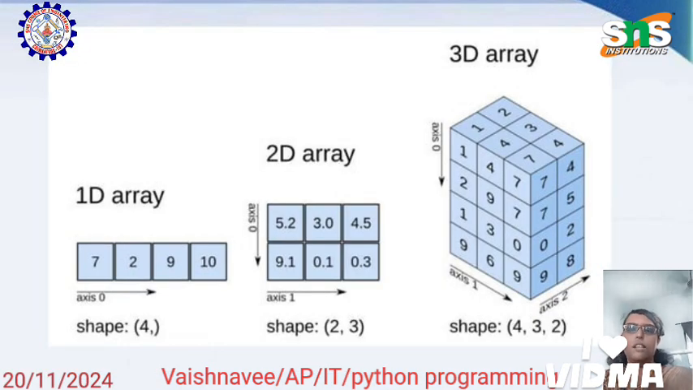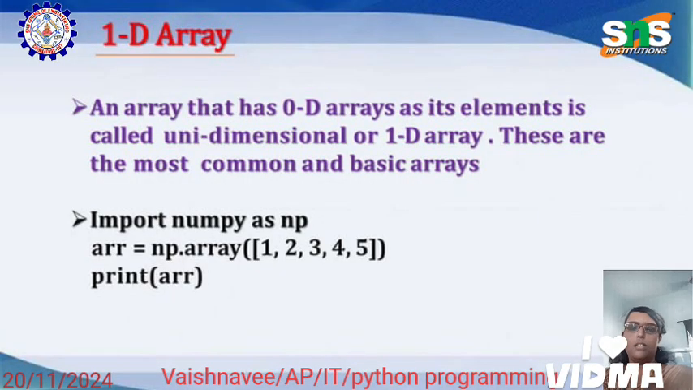When you see the image here, it showcases a one-dimensional array, a two-dimensional array and a three-dimensional array. Here the axis is one for a one-dimensional array. An array that has zero-dimensional arrays as its elements is called a uni-dimensional or one-dimensional array. These are the most common and basic arrays, as we know from the beginning of schooling. So how can we create a one-dimensional array in a program?